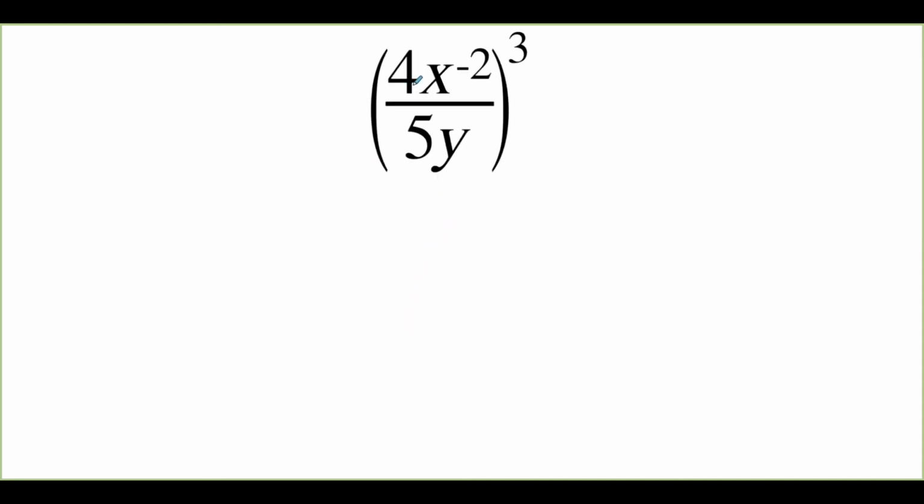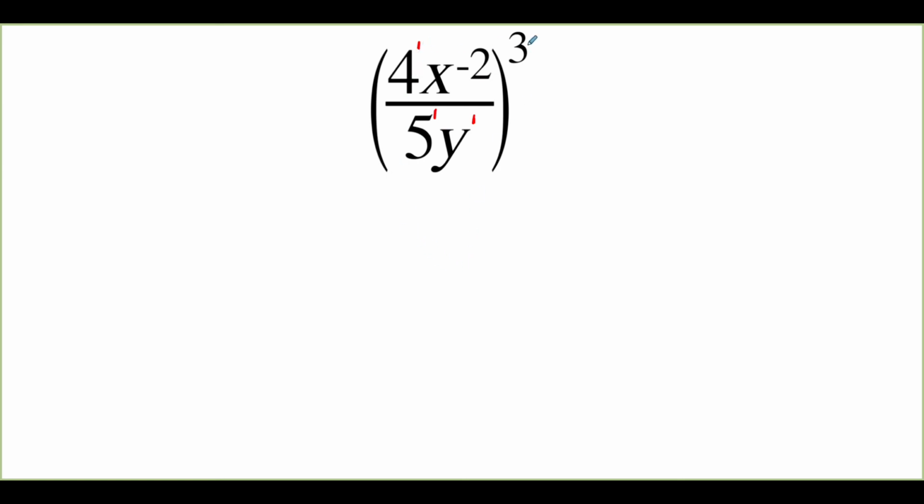As we take a look at this next one, we've got 4x to the negative 2nd power over 5y, and that's all being raised to the 3rd power. As we look at this one, we want to look at all of the powers on everything inside of the parentheses. So the 4 has a first power on it, the x has that negative 2, the 5 has a first power, and the y has a first power. So we have to multiply all of those exponents by this 3 exponent on the outside.